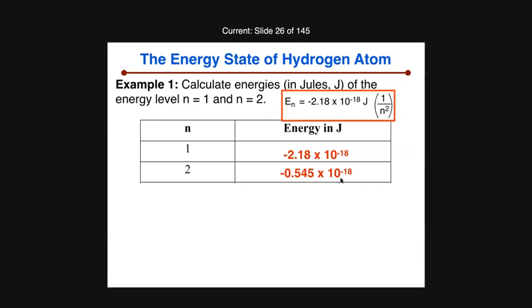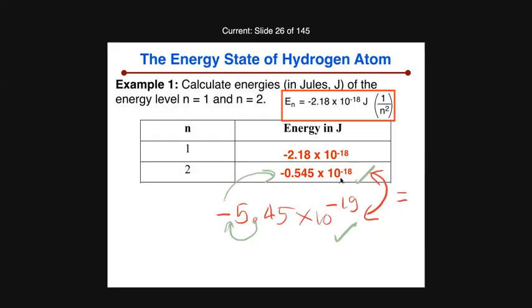So let me do 2.18 times 10 to negative 18, and then multiply by 1 over 2 squared. What I get from the calculator is negative 5.45 times 10 to negative 19. Again, these two numbers are equal. The reason is that if you just move the decimal place from here to here, you decrease the negative exponent. So if you move the decimal place, you obtain this number right here. That means they are identical, so these two values are the same.